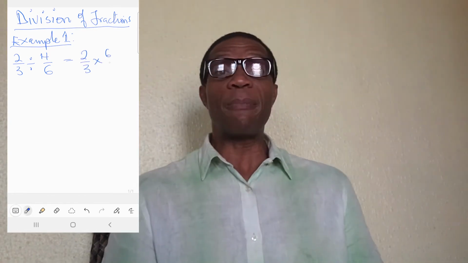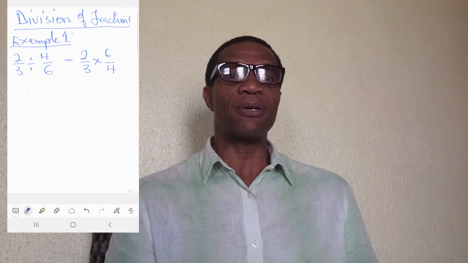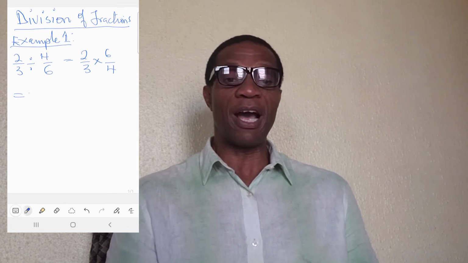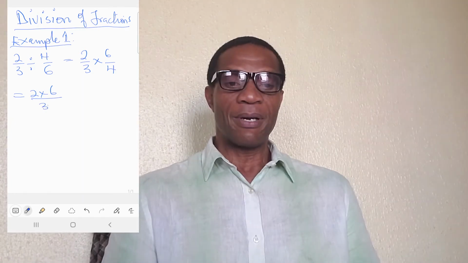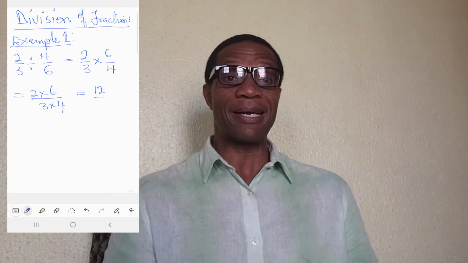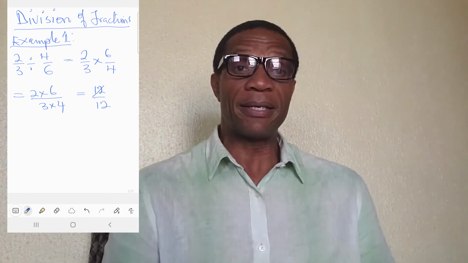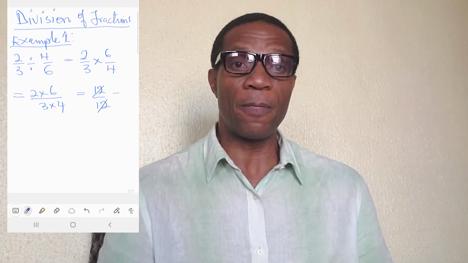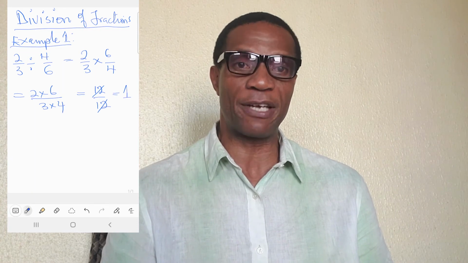Now, using our usual method, we multiply the numerator as well as the denominator. So we now have 2 times 6 divided by 3 times 4. Multiplying that out will give us 12 over 12. And when it cancels, it becomes the number 1. That gives us an example on how we divide fractions.